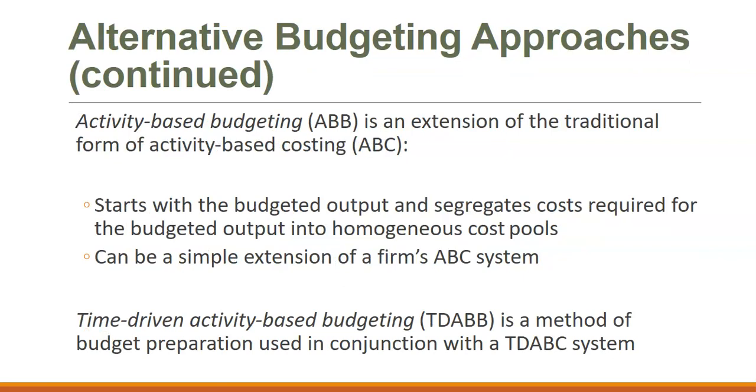Another alternative budgeting approach is activity-based budgeting, which is a form of activity-based costing. This just uses the firm's activity-based system. So we segregate costs required for the budget output into cost pools based on activity. We also have time-driven activity-based budgeting, which is in conjunction with the time-driven activity-based costing system that we looked at in a previous chapter.